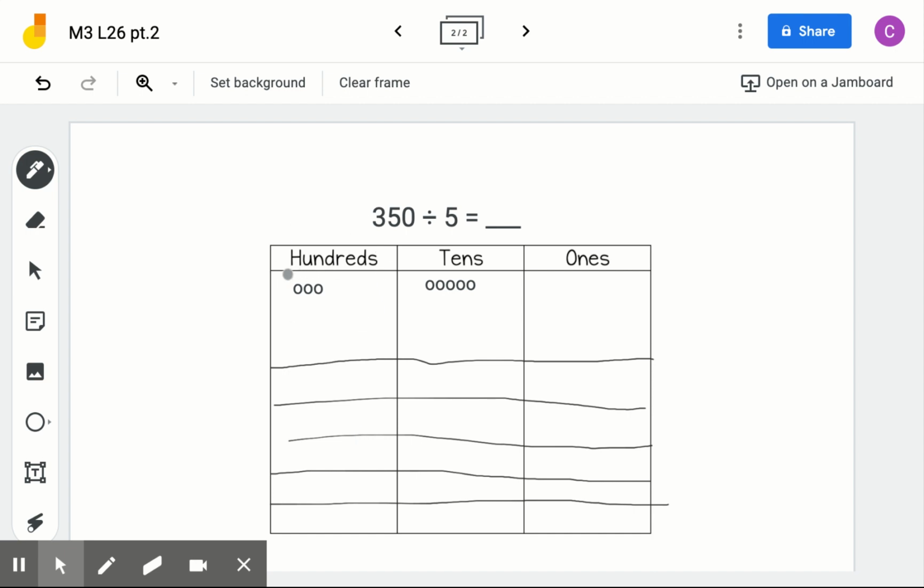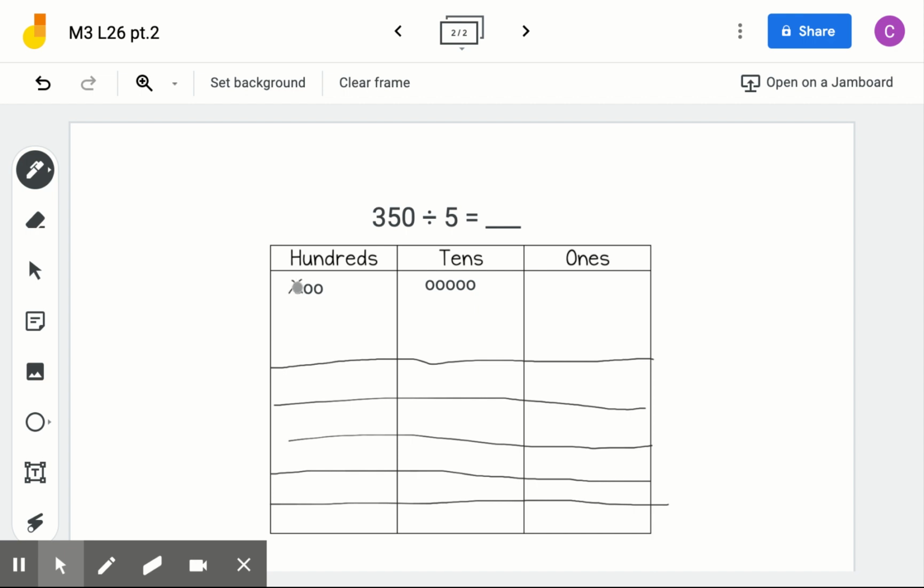But I immediately notice that I have 3 hundreds and I have 5 groups. I can't divide 3 discs into 5 groups. I don't have enough discs. The groups would be unequal. So I can unbundle these hundreds and trade them in for some tens. I know that 100 is the same as 10 tens.